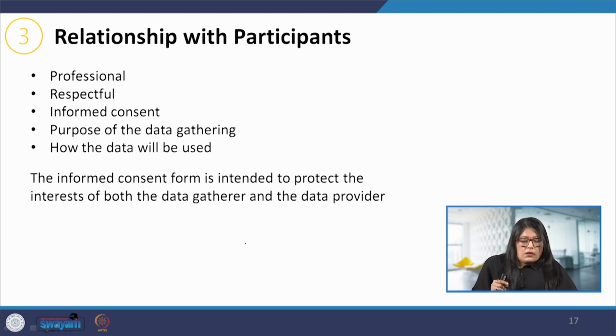The informed consent is intended to protect the interest of both the data gatherer and the data provider. So, the gatherer wants to know that the data they are collecting can be used in their analysis, presented to other parties, and also published. And on the other hand, the data giver wants the reassurance that information will be kept private and will not be used for purposes other than the research. So, for example, they may want that personal contact information should not be made public.